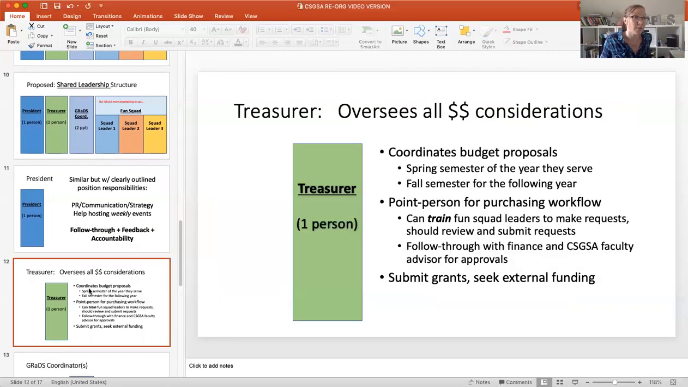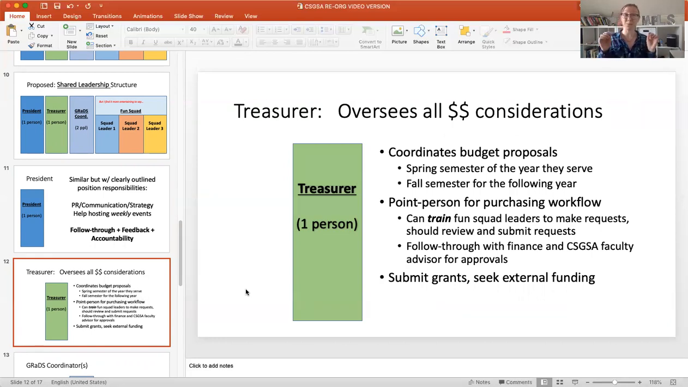The treasurer, we originally thought about getting rid of this position, but it turns out that if you have an actual budget, you need to have a point person who is going to coordinate with the department and some of the really nitty gritty, like how do we get the money from this account into a purchasing process. So this person would be coordinating budget proposals. They'd be the point person for training other officers on how to use the e-purchasing process. And they're also going to be potentially responsible for submitting grants and seeking external funding.